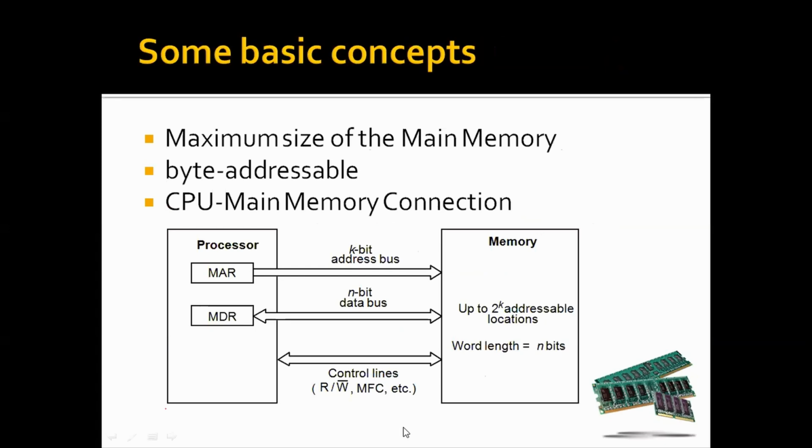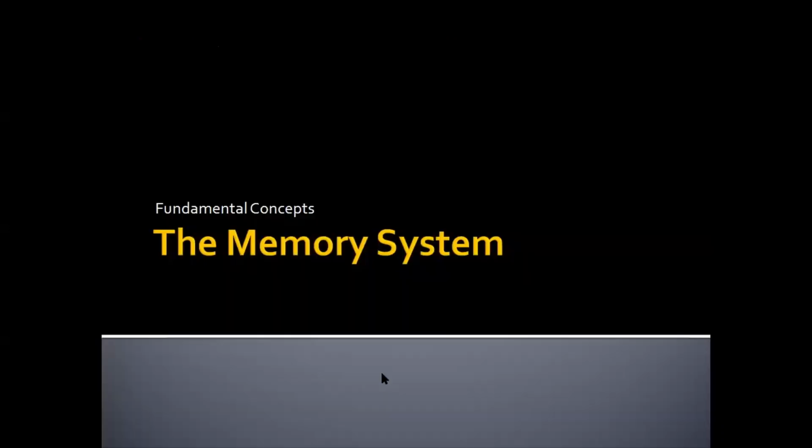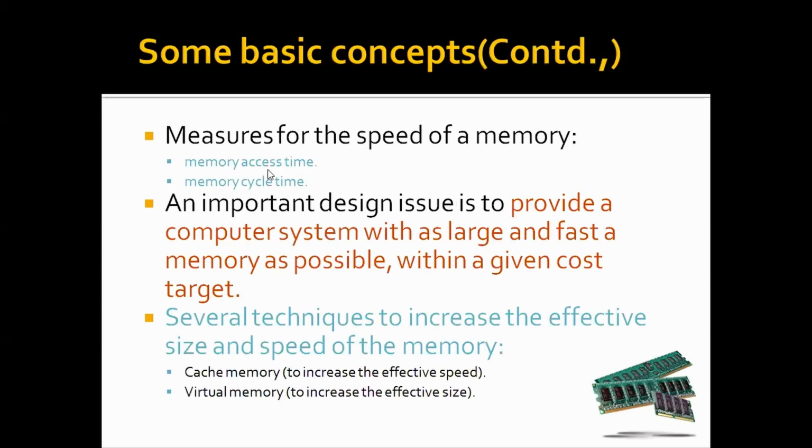So the speed of the memory unit is the time that elapses between the initiation of an operation and completion of that operation. For example, the time between the read and the MFC signals. This is referred to as memory access time. We have seen this before. So the speed of a memory can be described with memory access time and memory cycle time.